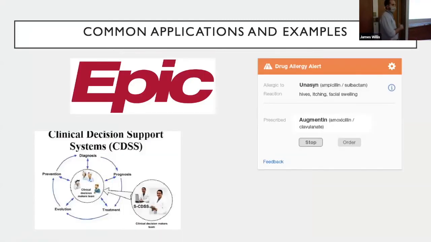So common application examples, I already talked about EMRs. One of the other things that may not be so intuitive, but is still part of our decision today, is use by government agencies and health policy. One of the aspects is something like clinical decision support systems.